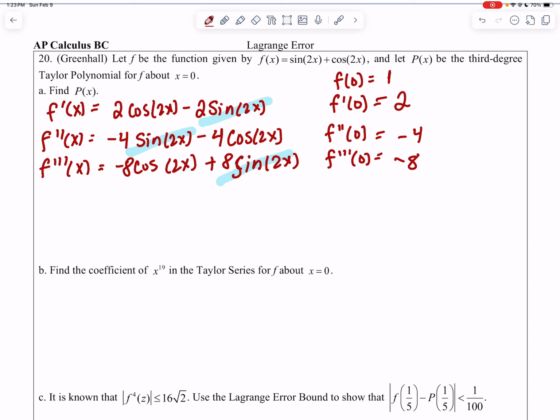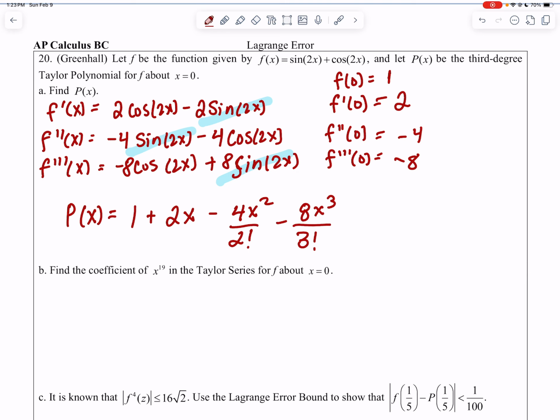Okay, so building this, I am going to get, let's see, 1 plus 2x minus 4x squared over 2 factorial minus 8x cubed over 3 factorial.